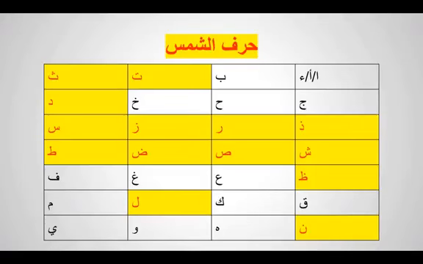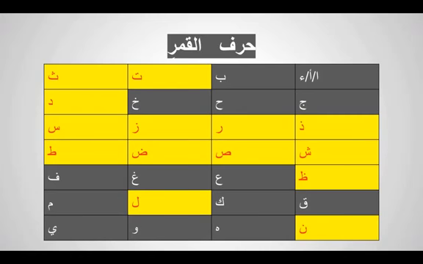For example, here we have ta, tha, dal, zal, ra, za, sin, sheen, sad, dad, ta, za, lam, nun. These are all the huruf shams. And the rest of the letters are called huruf qamar, where the sound of the definite article lam is produced along with the letter which comes after it. And these are the remaining letters.